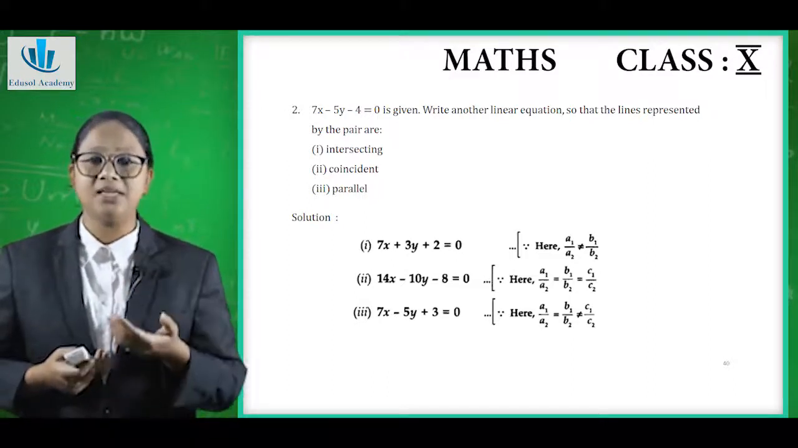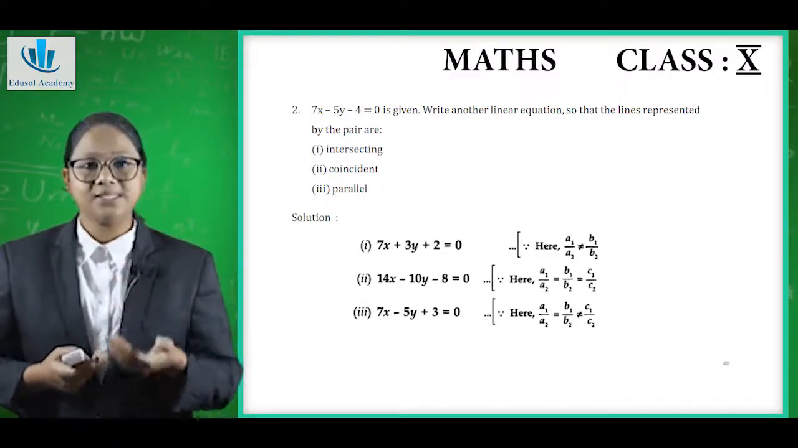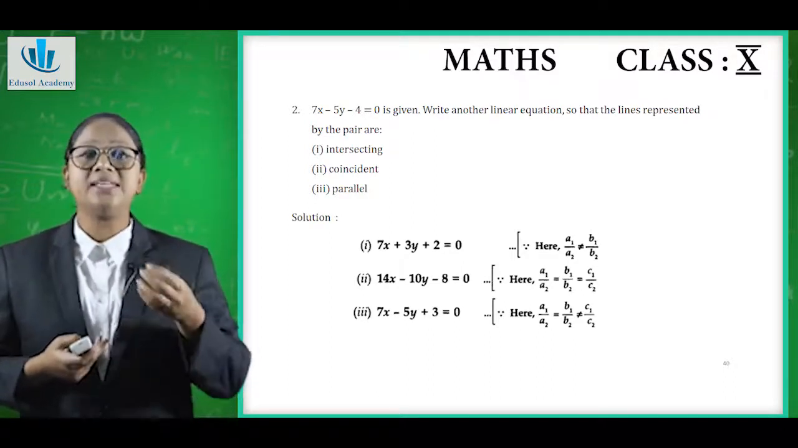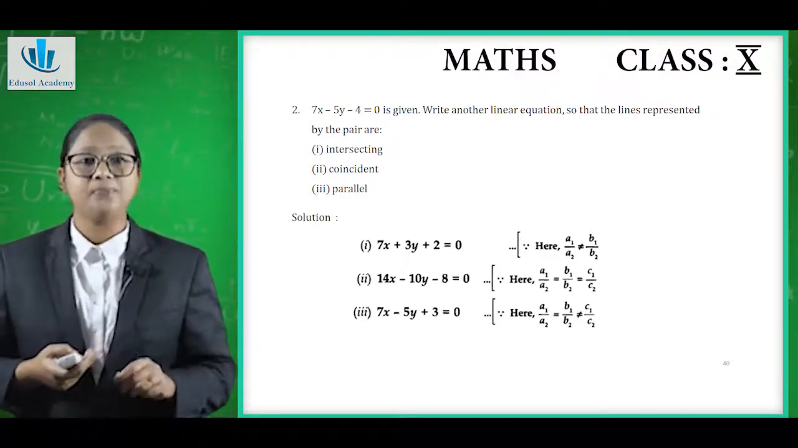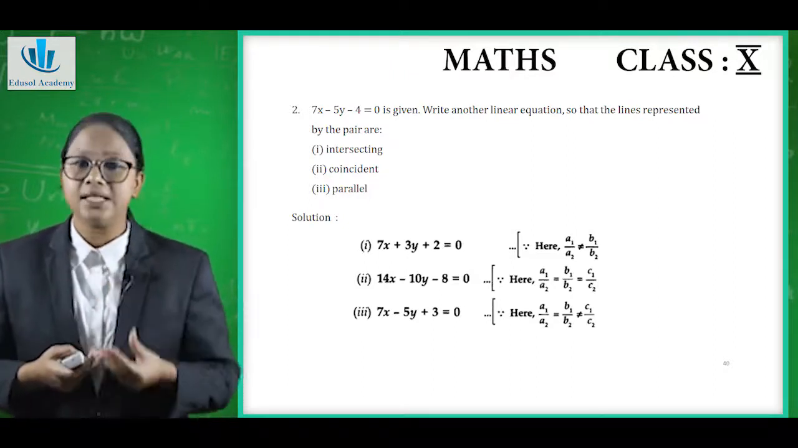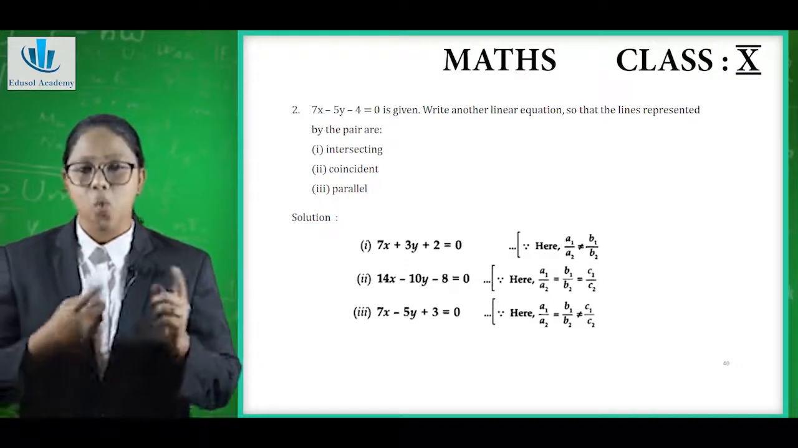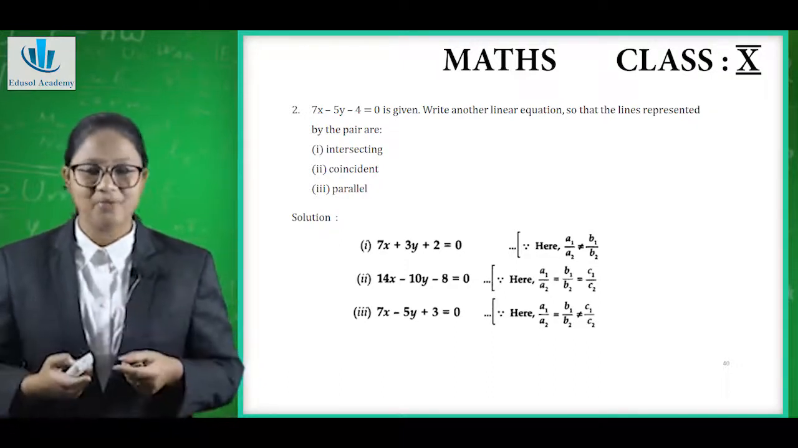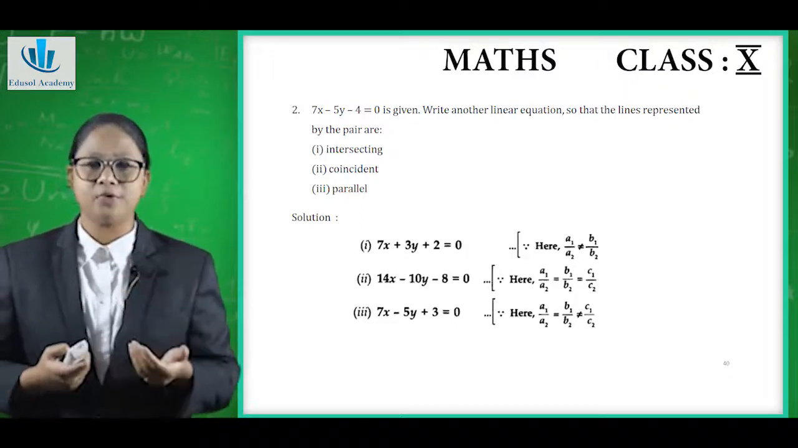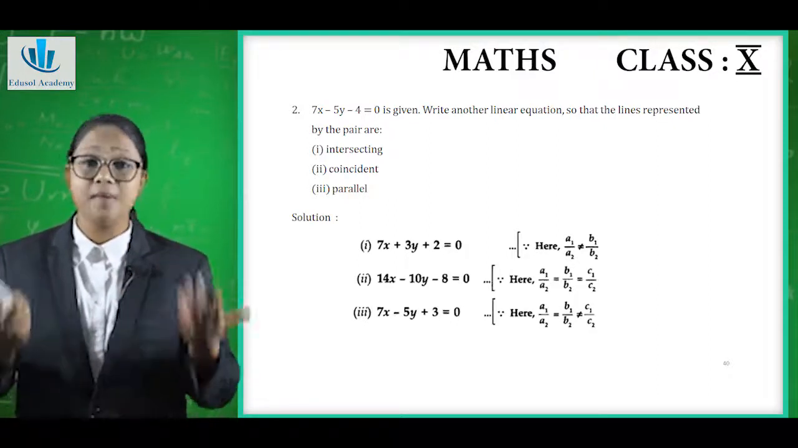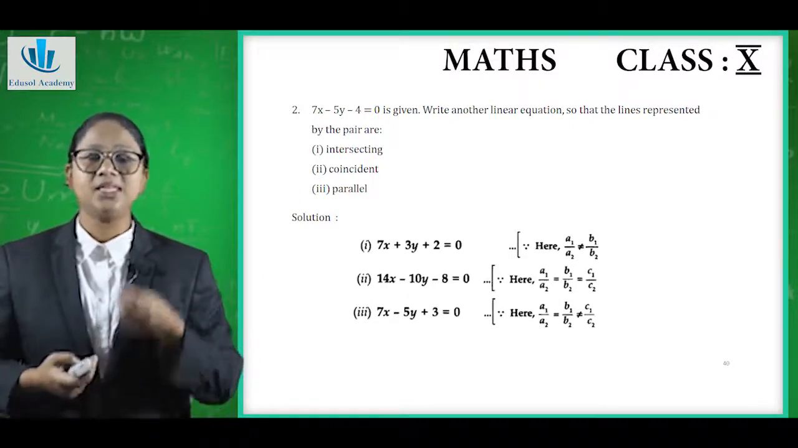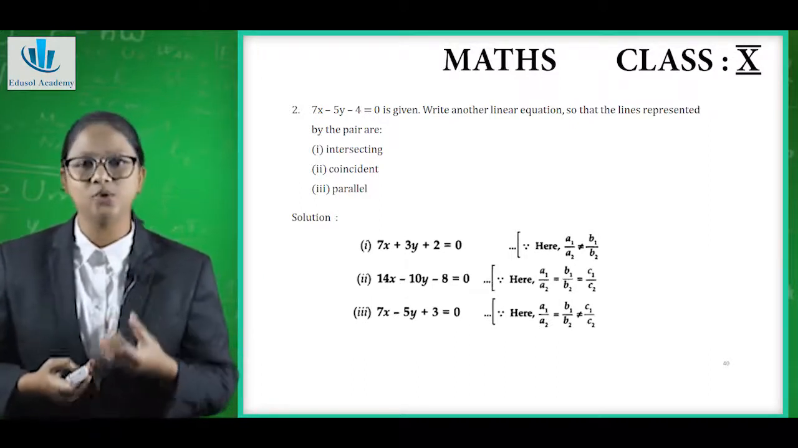So here we have given 7x plus 3y plus 2 is equal to 0. So when we take the ratio, 7/7, that is 1, and the other one will be -5/3. 1 is not equal to -5/3, right? So that is satisfying the condition. In this type of question, you can totally use your imagination. You can put any numbers as you wish. These are just examples on how to do.